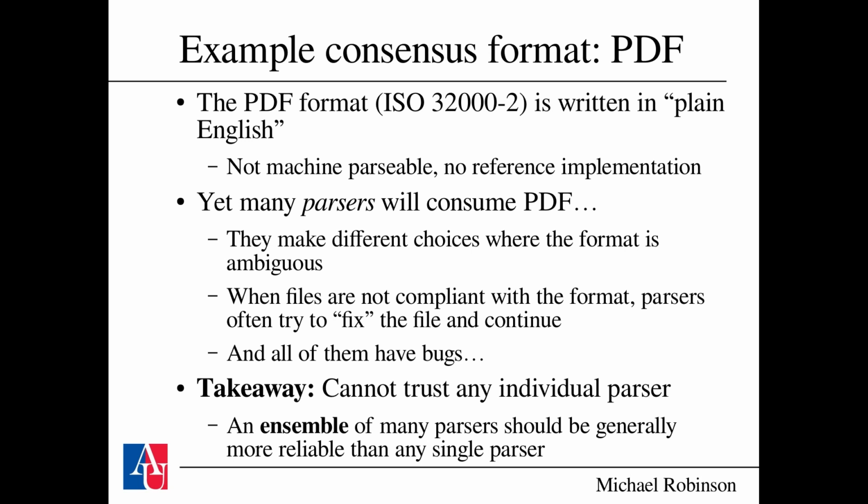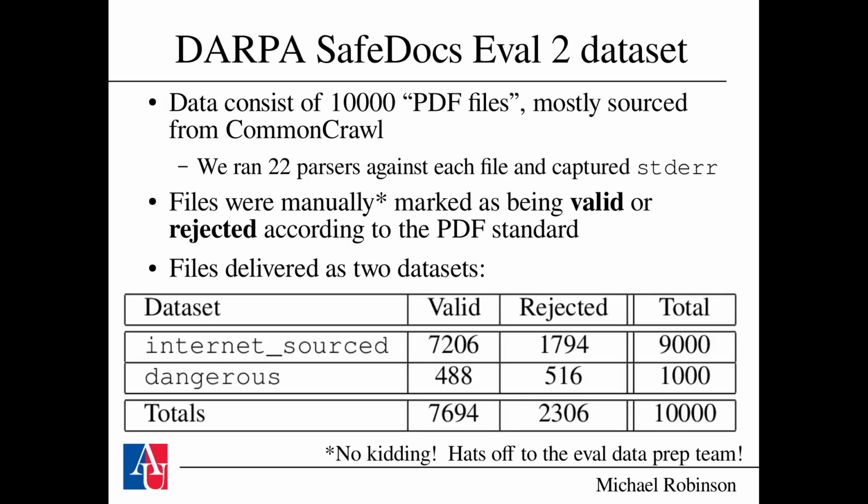Of course, parsers, being software, can have bugs. And so the takeaway is you can't trust any individual parser to tell you unambiguously whether a file satisfies the PDF standard or not. But an ensemble of parsers should generally be more reliable than any single parser. We'll see that in spades here.